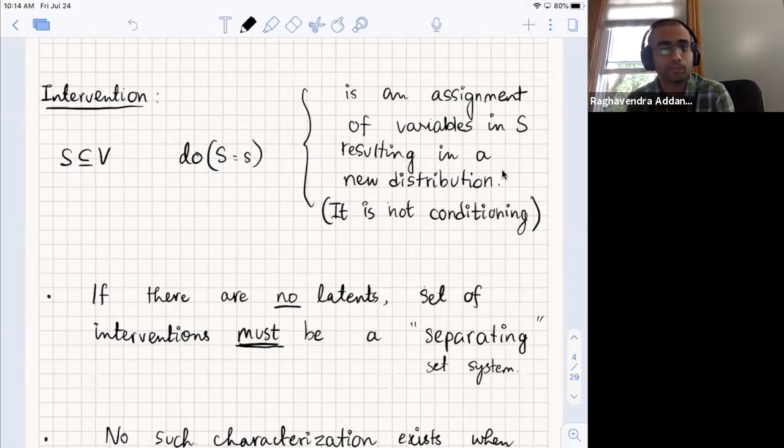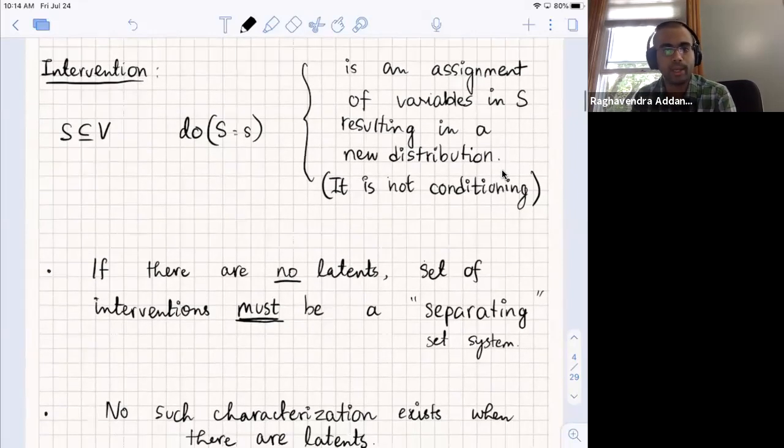Observational data. So now we briefly go over the definition of an intervention. This is an assignment of variables in S, taking values in its domain, resulting in a new distribution, because we fix the variables to a value and remove the randomness from them. So this is not conditioning, this is a new distribution.